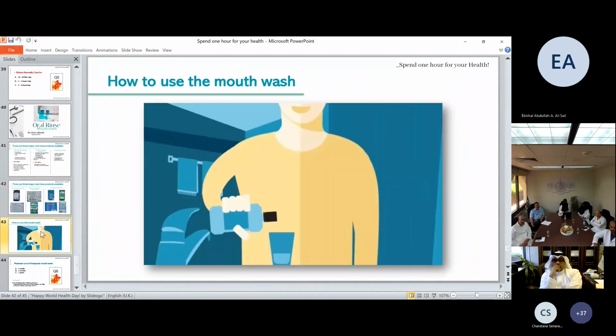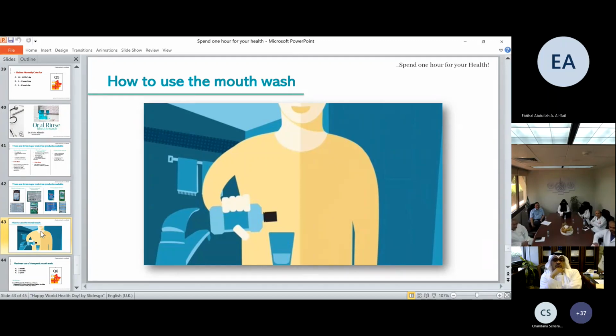How to use the mouthwash? Usually, if we're talking about therapeutic, which means chlorhexidine gluconate or also povidone iodine, it's prescribed by a doctor. Here in KSA, it's available without a prescription, but usually don't use it without a dentist's prescription, to avoid side effects with long use.